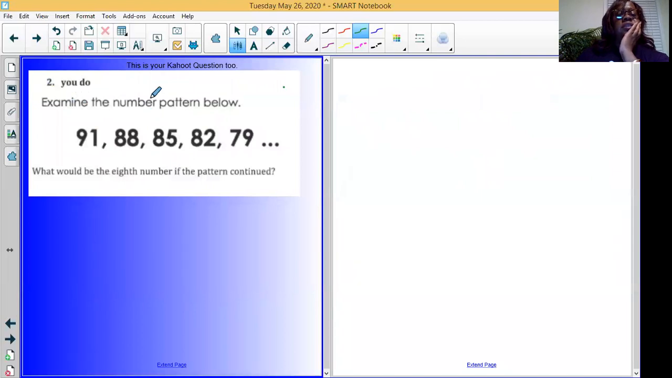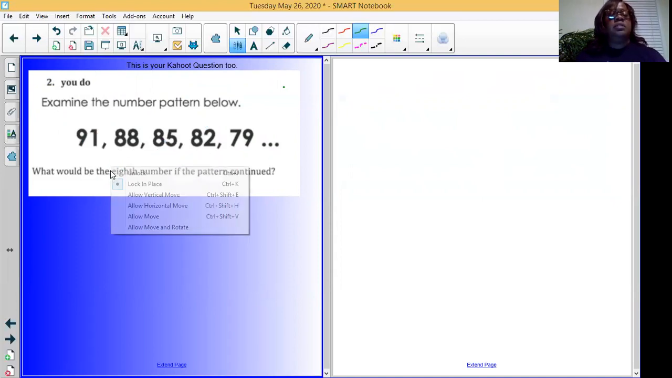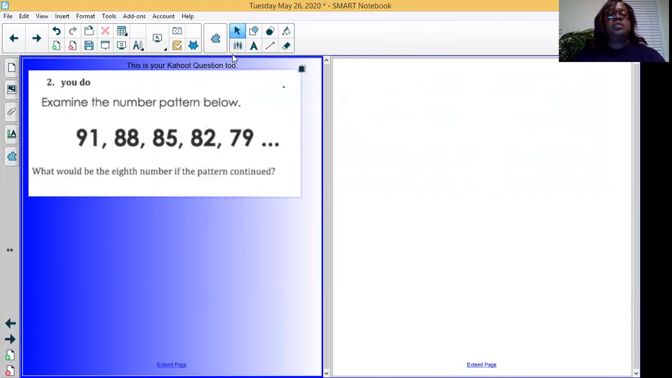and it reads, examine the number pattern below. Your numbers are 91, 88, 85, 82, and 79. What will be the 8th number if the pattern continues? So here you're looking for the 8th number. So make sure, when you're counting, you're looking for the 8th number.